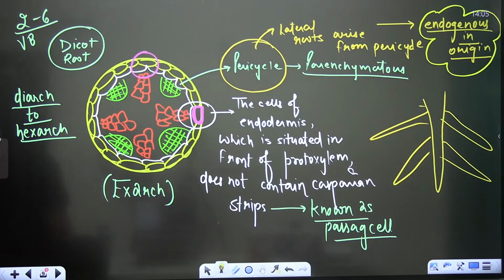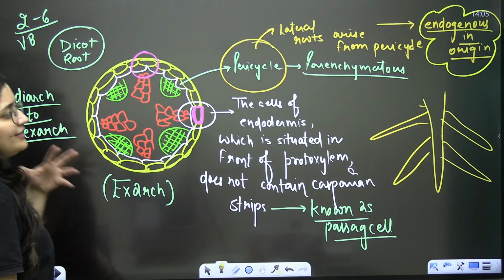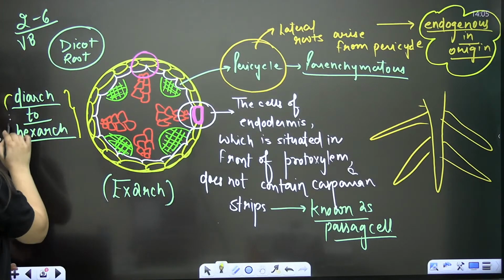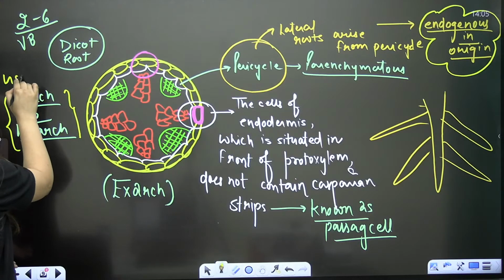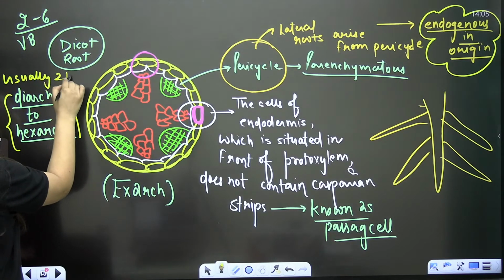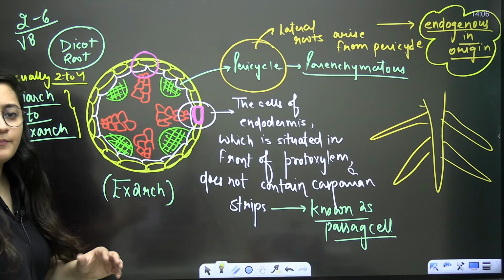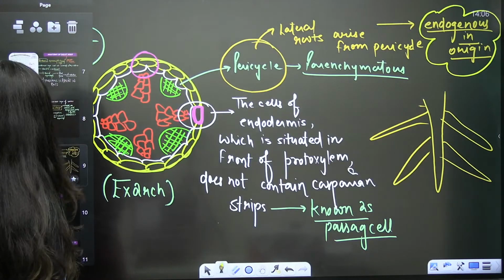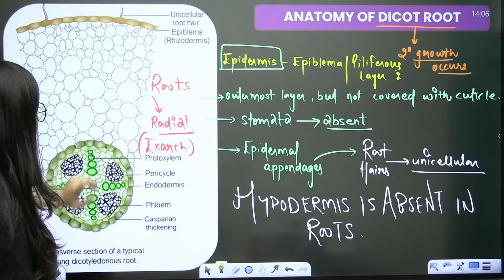The pith is small, less developed, inconspicuous or absent. The vascular bundles are radial and exarch, usually 2 to 4, but it can be 6 as well. That's why I'm using the words diarch to hexarch. Up to 6 you can see in the case of dicot root. So see, this section is so easy.